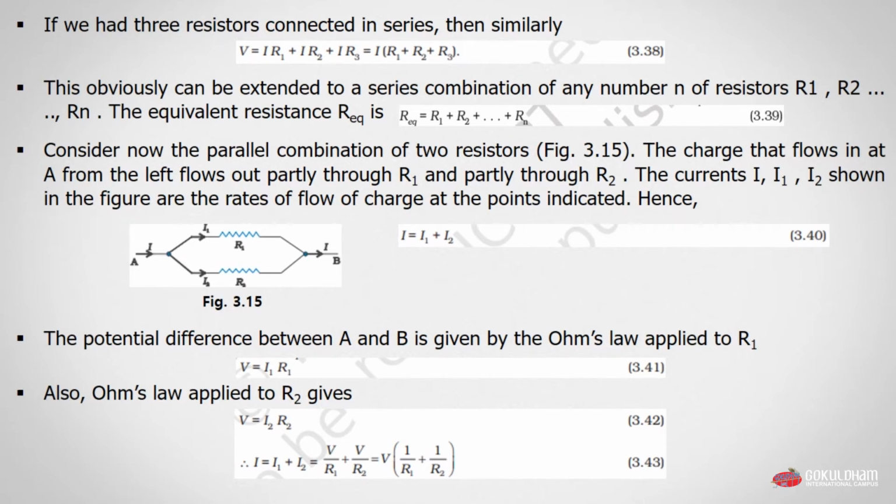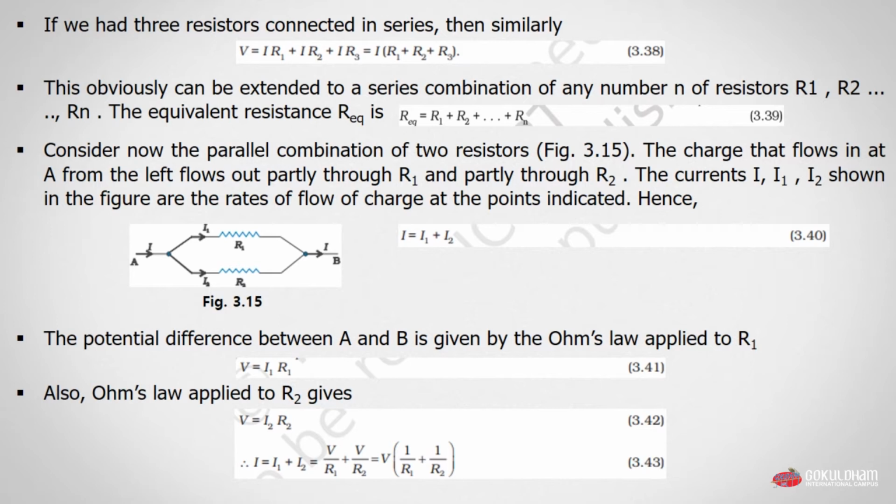Now this can obviously be extended to a series combination of any number n of resistors, R1, R2 up to Rn. Means as I said previously, we can combine any number of resistors in a series combination, and the equivalent resistance Req is Req equals R1 plus R2 plus up to Rn. Means if we have taken n number of resistors, then our equivalent resistor will be in the format of equation 3.39.